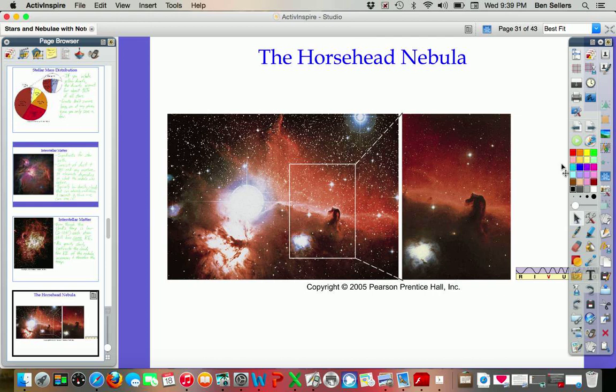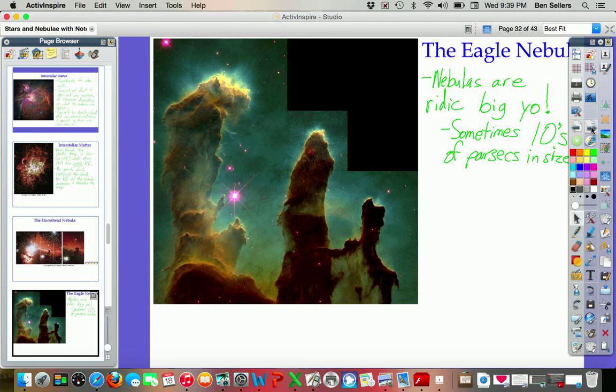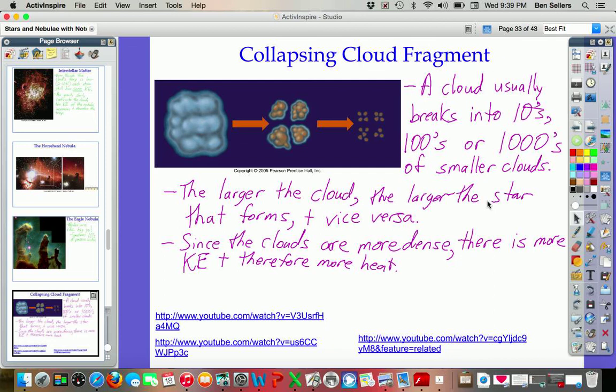Here is a beautiful picture of the Horsehead Nebula. And a beautiful picture of the Eagle Nebula, one of the most famous ones, also known as the Pillars of Creation. They're really large.